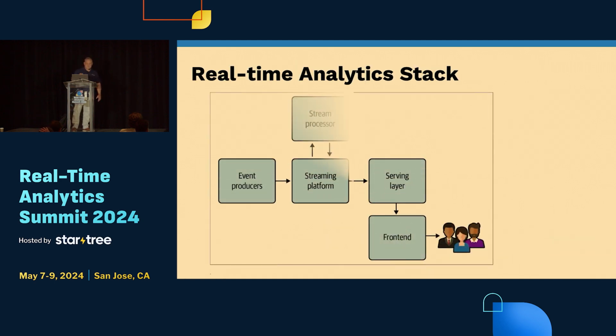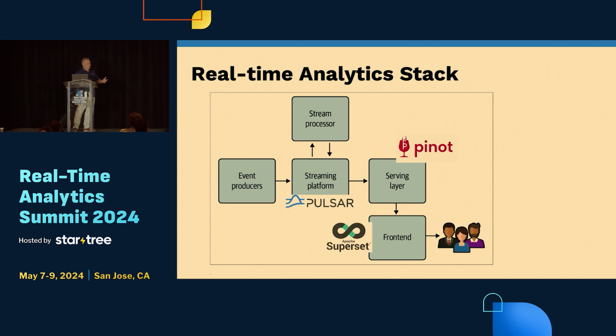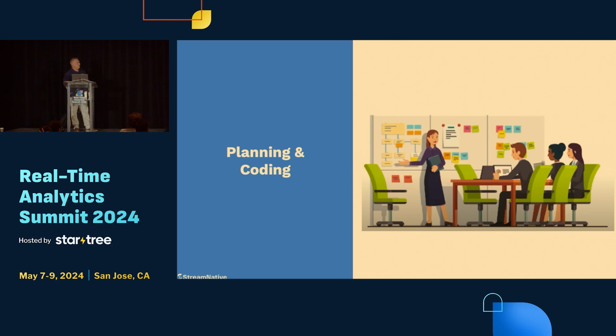So summarizing the discussion that they had, right? So this is the real-time analytics stack, going back to putting all the pieces together. They're going to use Pulsar for the streaming platform. We're going to use Pinot for the serving layer, Superset for the front end, and for the stream processing for now, and the event producers, both will be Pulsar functions. So that's it. They have a very simple stack, very easy to deploy, and they're all ready to go.